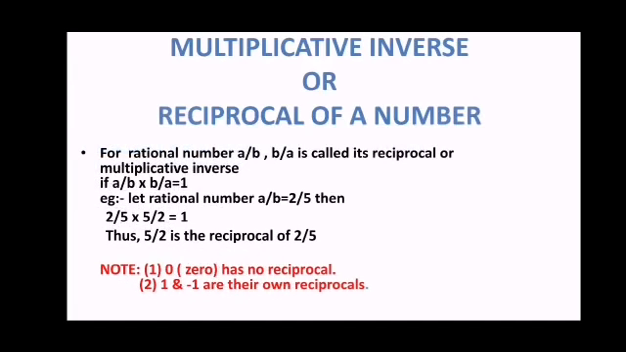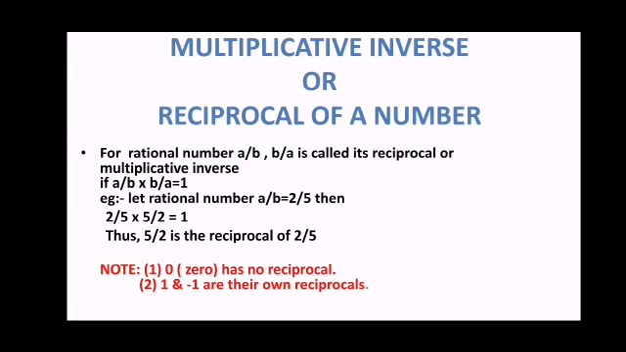If a rational number is multiplied with its multiplicative inverse, the product should be 1. 1 means the multiplicative identity. A upon b multiplied by b upon a equals 1. For example, if we take the rational number 2 upon 5, when 2 upon 5 is multiplied with 5 upon 2, then only the product will be 1.